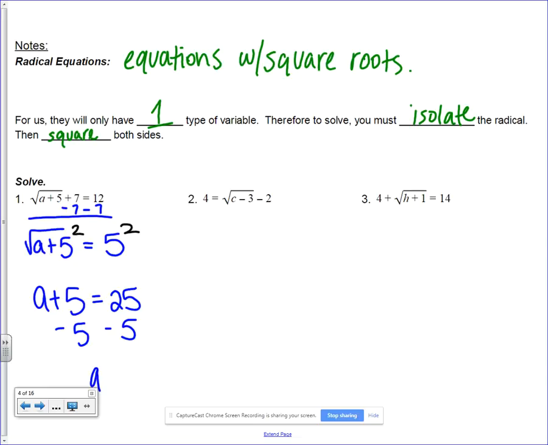And a is, how do I check to see if I'm correct? Plug it in. Now, folks, I want to ask you a couple questions here before we plug it in.